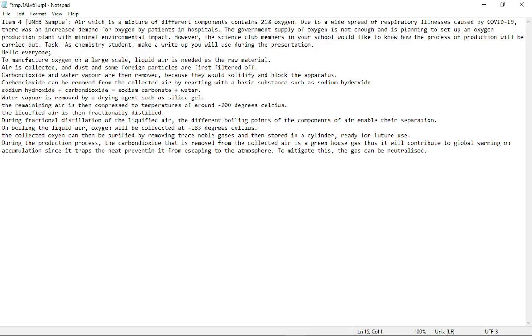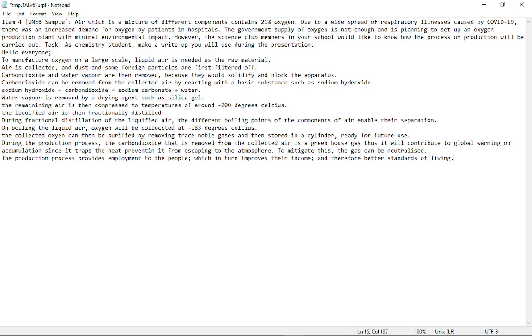Then I come to the social benefit. So the production process provides employment to the people, which in turn improves their income, and therefore better standards of living.